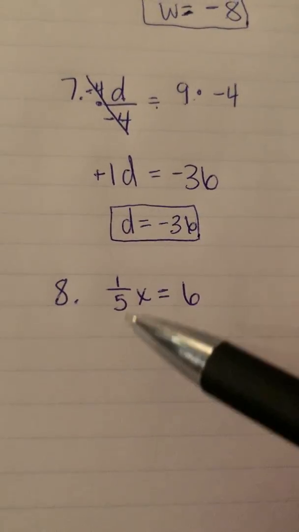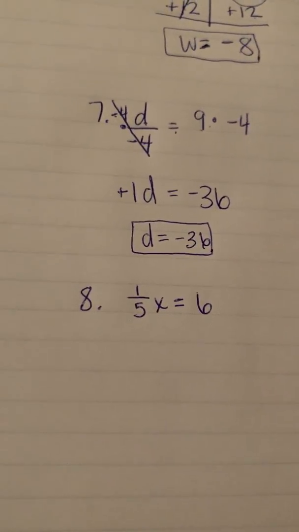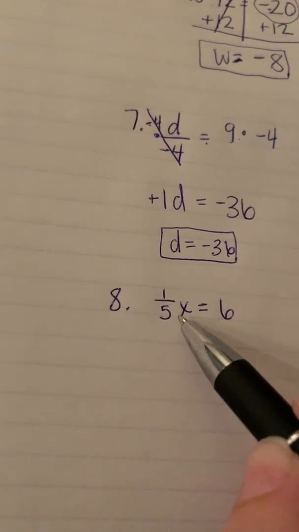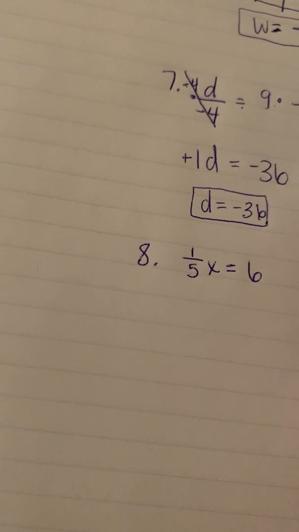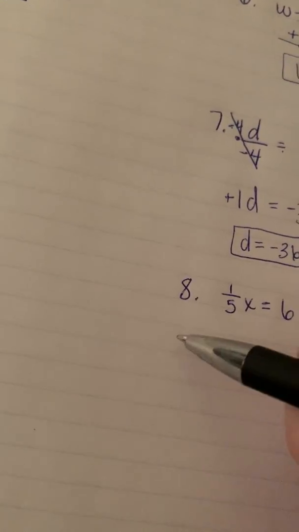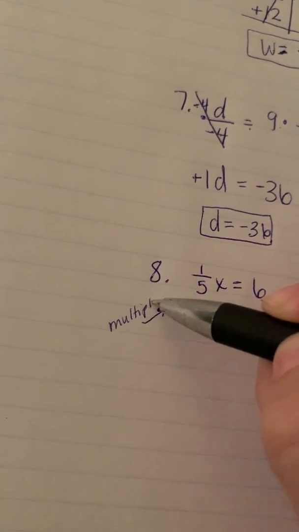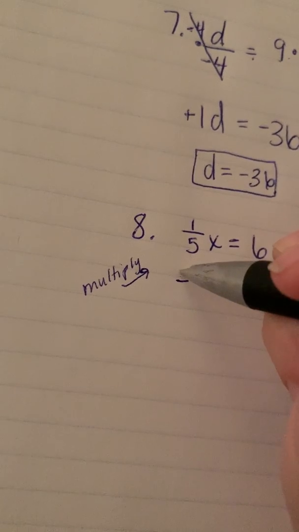Last one. This one's tricky because it has a variable. So I'm going to show it two ways. One takes a little bit longer. The other one is a little bit shorter. So this one, 1/5 x equals 6. This means to multiply, or it is multiplication, I should say. It is multiplication, so the opposite would be to divide.